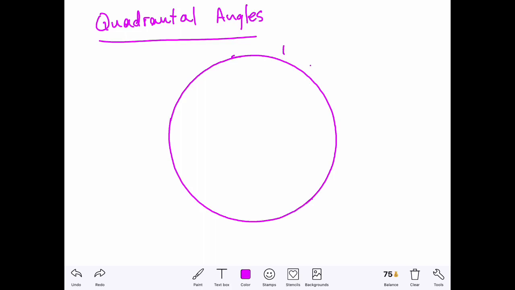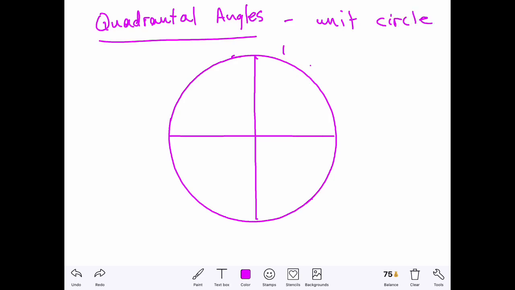Let's look at an example. And remember, we're going to look at these in the frame of the unit circle. So let's pick here our first quadrantal angle, pi halves or 90 degrees.